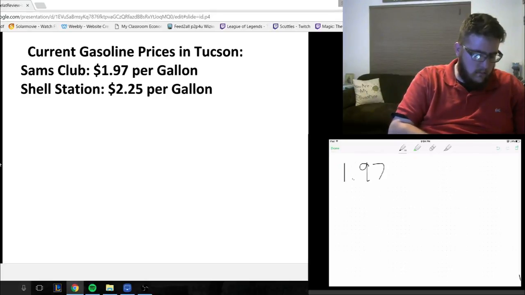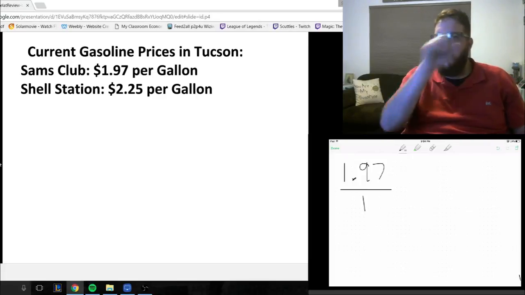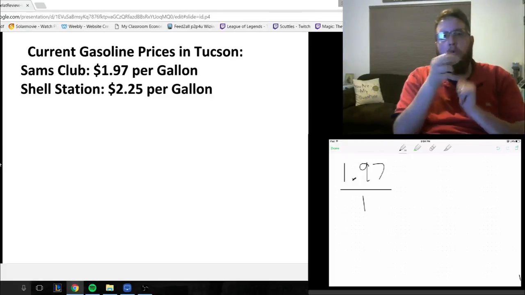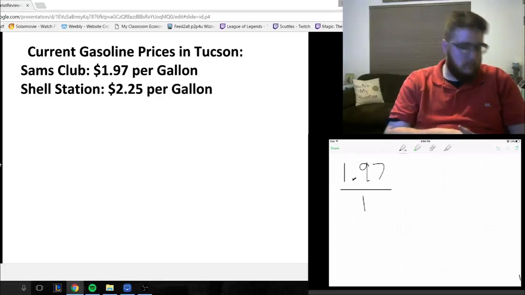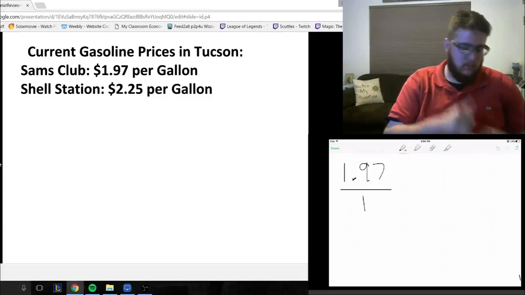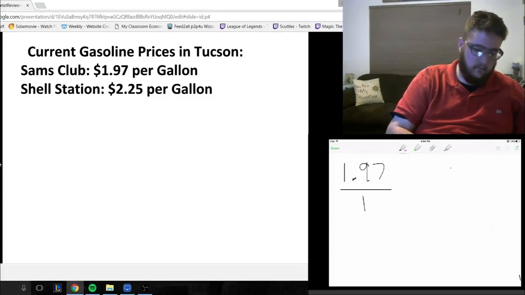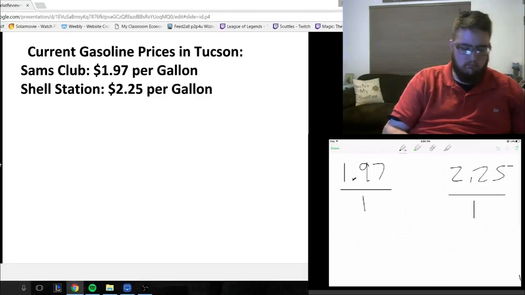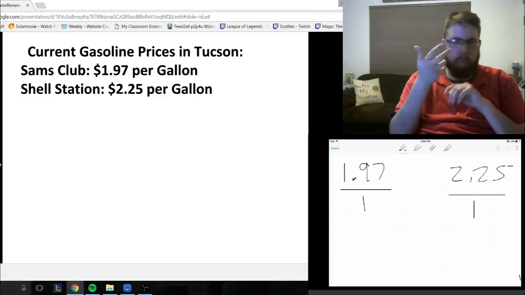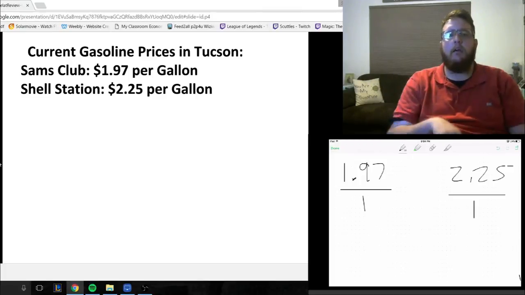So Sam's Club is selling a gallon of gasoline for $1.97. So it's $1.97 per 1 gallon. So that would mean that we can set up Shell's unit rate as well. They're selling their gas at $2.25 per gallon, per 1 gallon. So now we can compare them and determine which one's the better deal. Which would be better for you if you were buying gas?